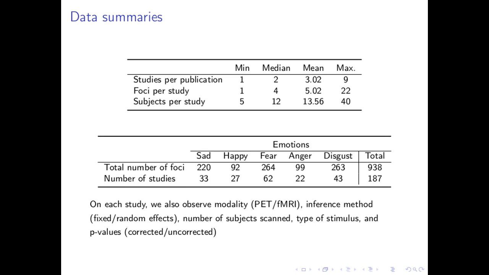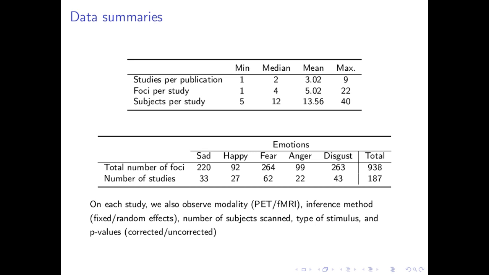So we have to estimate these mu i's, which are study-specific intensity functions, but each study just gives me, on average, 5 foci. So here, borrowing of information becomes crucial across studies. And the number of subjects per study, so how many people were scanned by that particular experiment, you don't really go often above 13, the mean is 13. So really you scan quite a small number of people. And then you have the total number of foci and the number of studies per emotion.